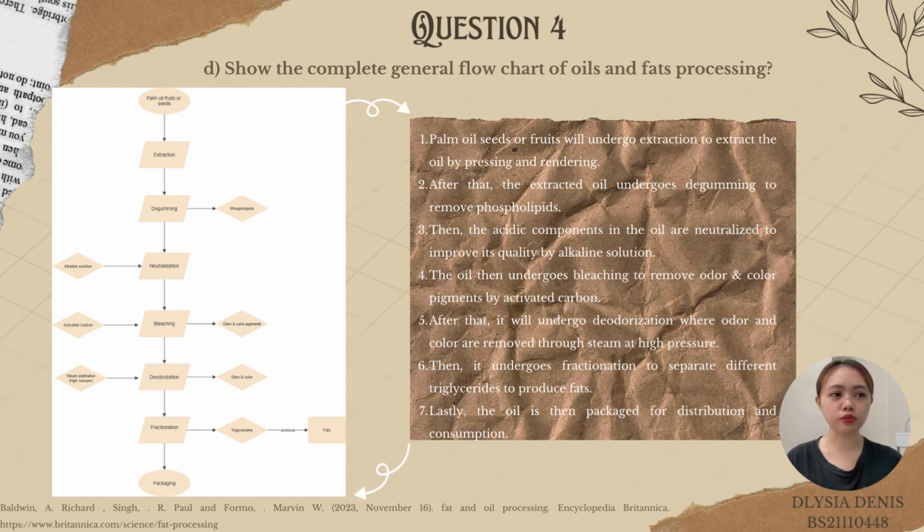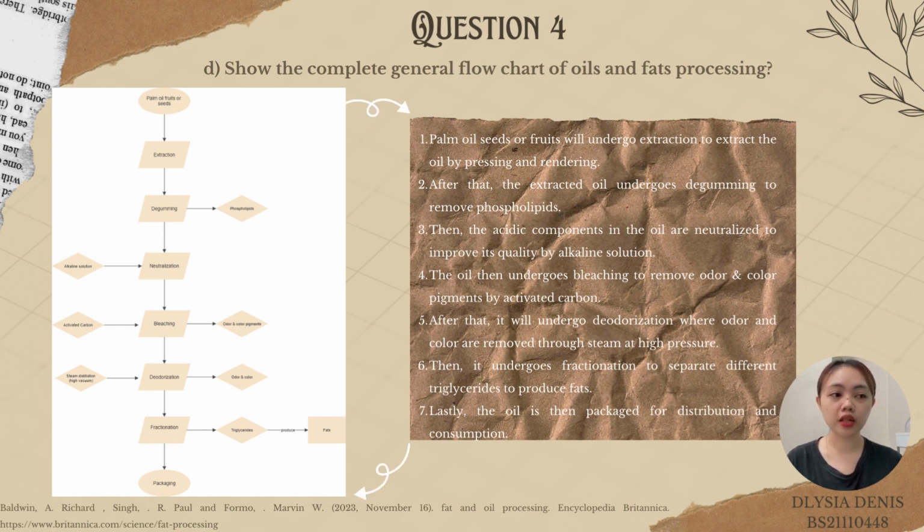So the figure above shows the flowchart of the oils and fats process. First, palm oil seeds or fruits will undergo extraction to extract the oil by pressing and rendering. After that, the extracted oil undergoes degumming to remove phospholipids. Then the acidic components in the oil are neutralized to improve its quality by alkaline function. The oil then undergoes bleaching to remove odor and color pigments by activated carbon.